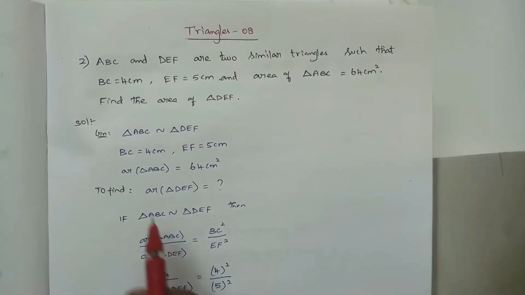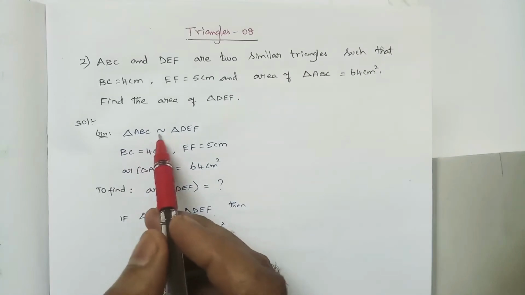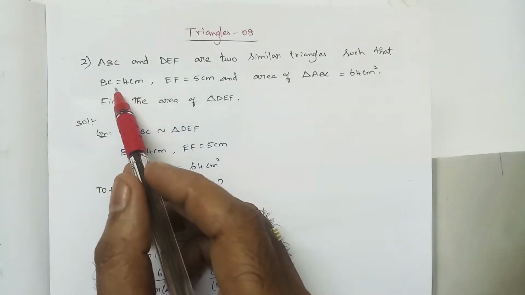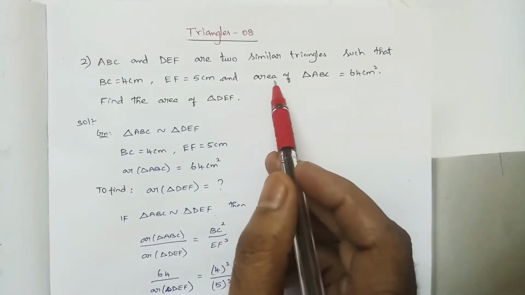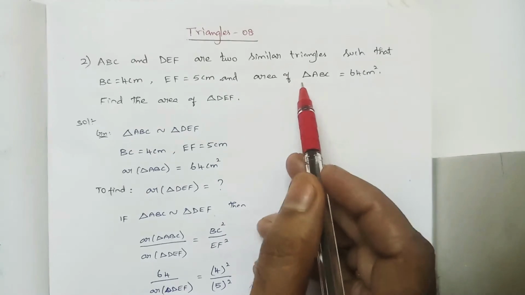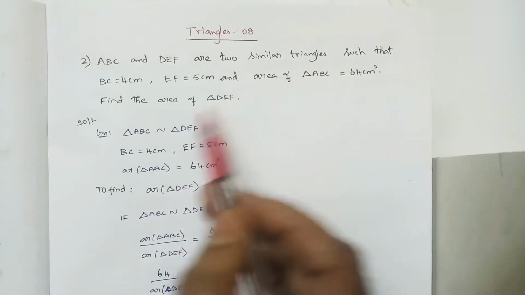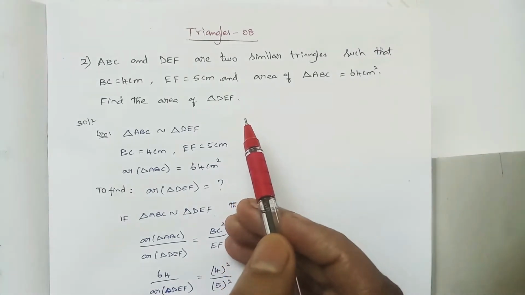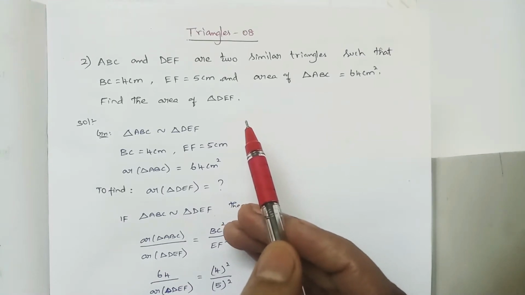So here, what is the given? Two triangles are similar. Which two triangles? Triangle ABC similar to triangle DEF, and they have given one side of the first triangle and the other side of the second triangle. And they have given the area of triangle ABC and asked you to find the area of triangle DEF. So you have to come to the conclusion by using the statement of the area ratio theorem.